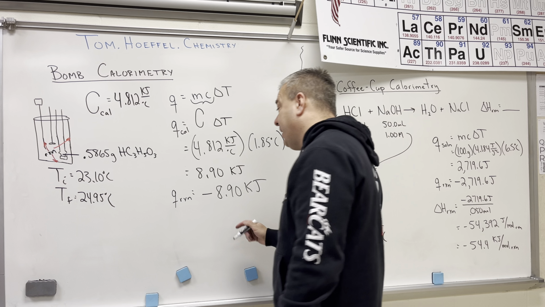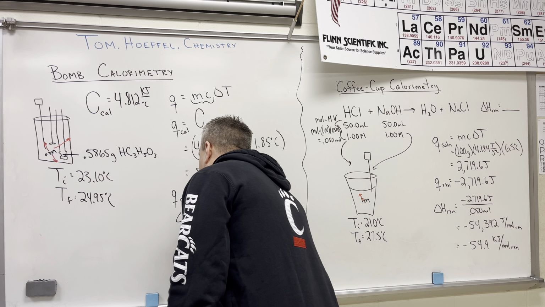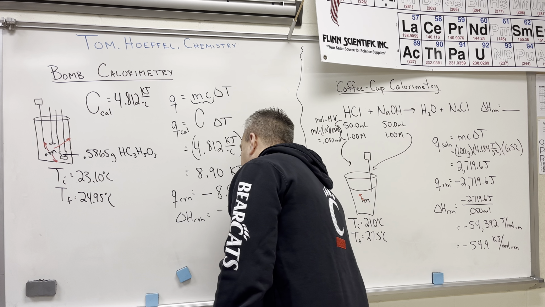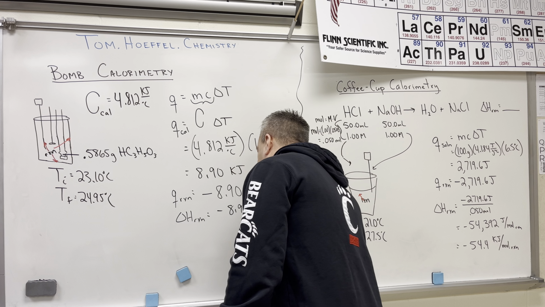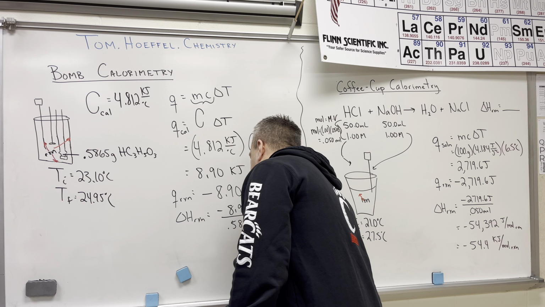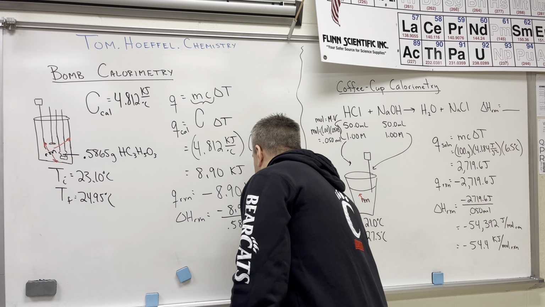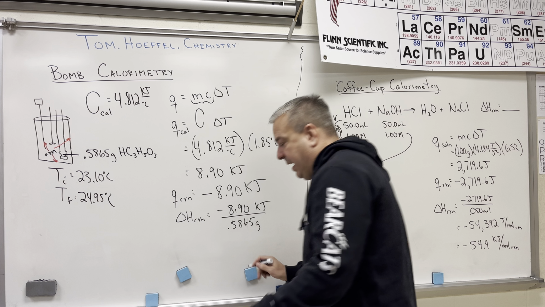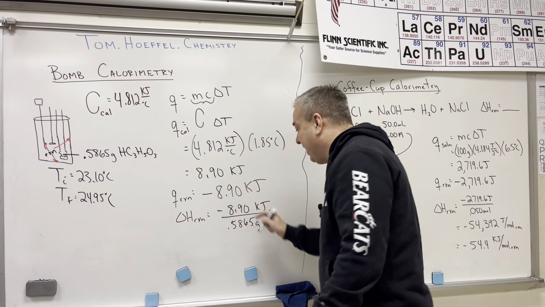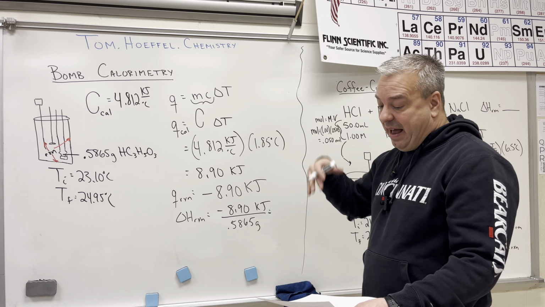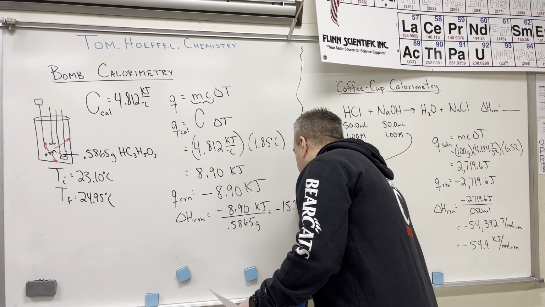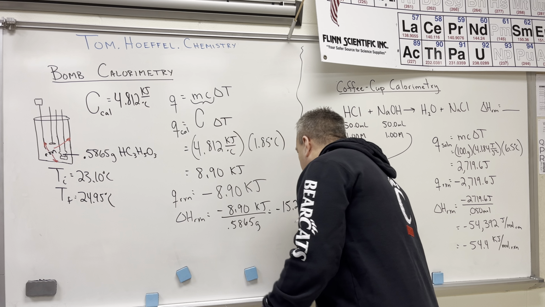Okay, so the first thing that I want to do if I want to figure out the enthalpy change of this chemical reaction on a per gram basis, I'm going to take this negative 8.90 kilojoules and I'm going to divide it by how many grams I have, 0.5865 grams. And if you divide these two numbers on a per gram basis, this means that it's given off negative 15.2 kilojoules per gram.